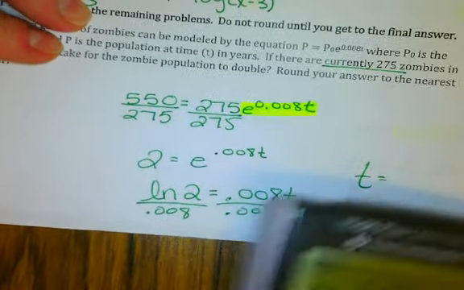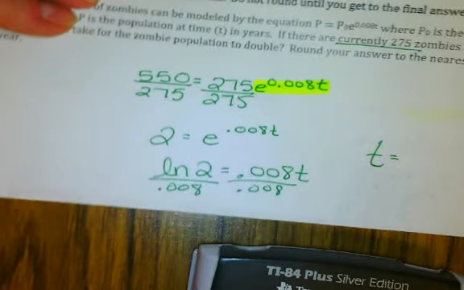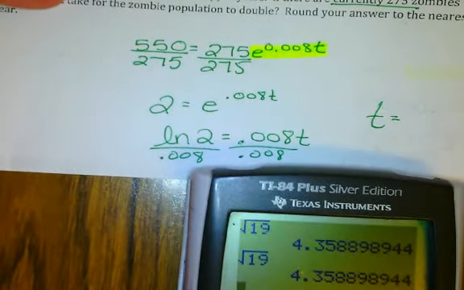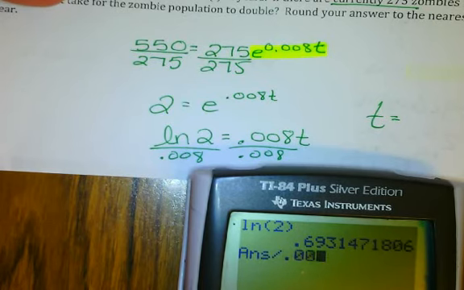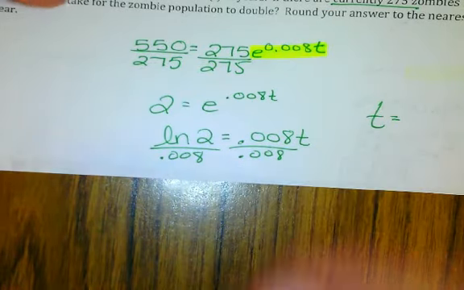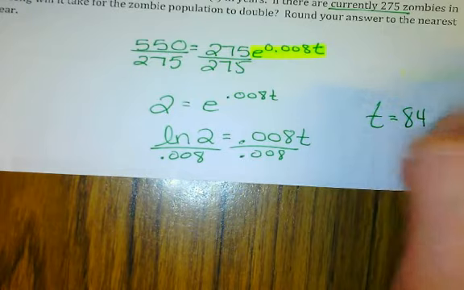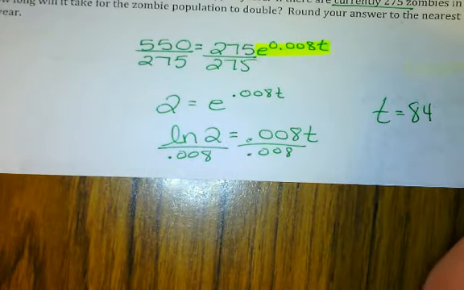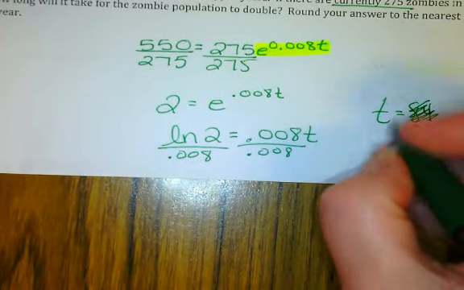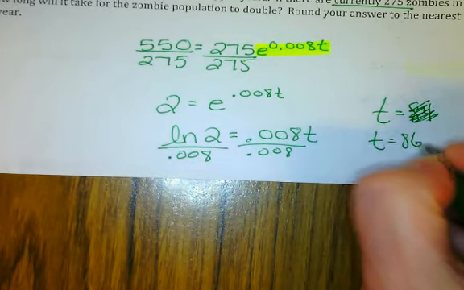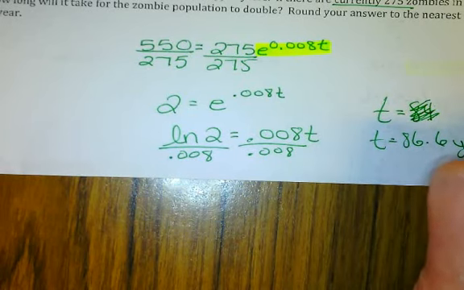Okay, so you can use your calculator here. I'm going to have natural log of 2, and I'm going to divide that by 0.008, and I get 86.64. Round to the nearest tenth of a year, so 86.6. Oh, I wrote that wrong. So t equals 86.6 years.